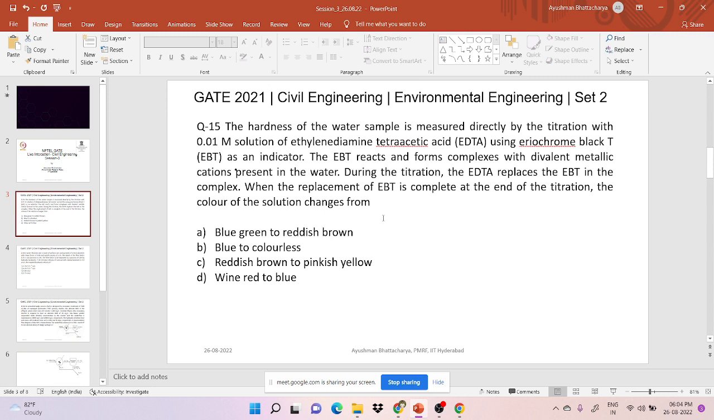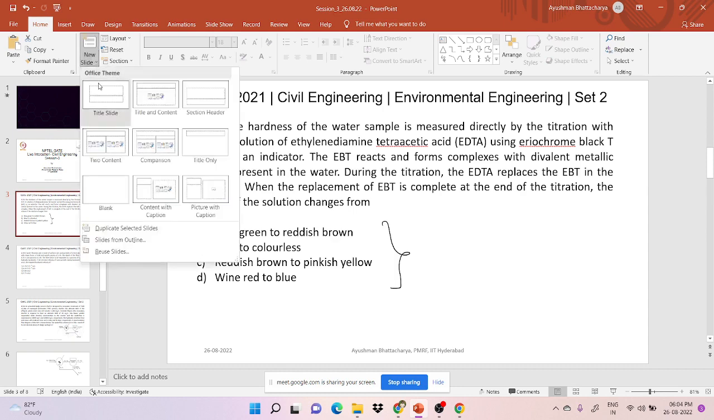The first question asks: the hardness of a water sample is measured directly by titration with 0.01 molar solution of ethylene diamine tetraacetic acid using Eriochrome Black T as an indicator. The EBT reacts and forms complexes with divalent metallic cations present in the water. During the titration, the EDTA replaces the EBT in the complex. When the replacement of EBT is complete, at the end of the titration, the color of solution changes from. So they have given four options. So we will first understand the concept here.